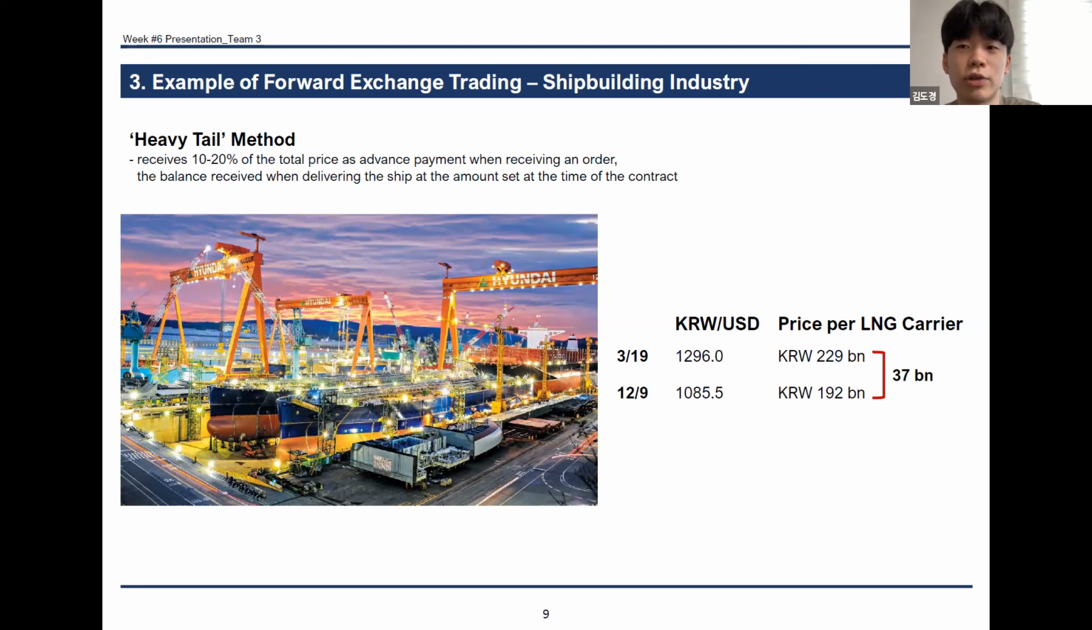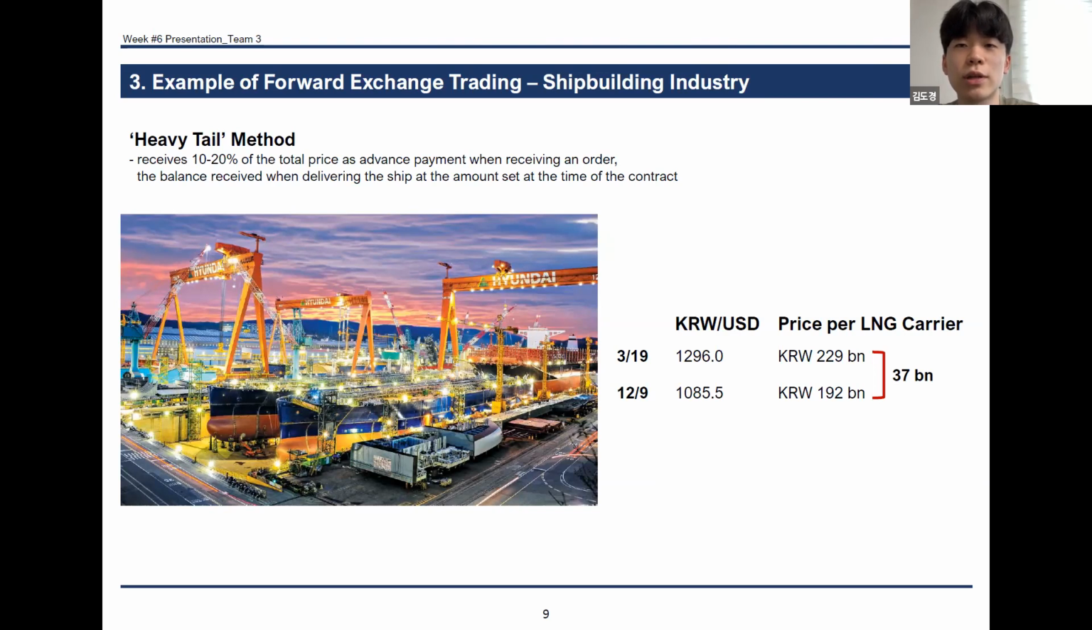Shipbuilding companies trade derivatives, especially future exchange sales contracts with domestic financial institutions to avoid the risk of exchange rate fluctuation. The reason why shipbuilders give up expected profits from exchange rate changes and sign derivatives is that the exchange rate until delivery of the ship is unpredictable.